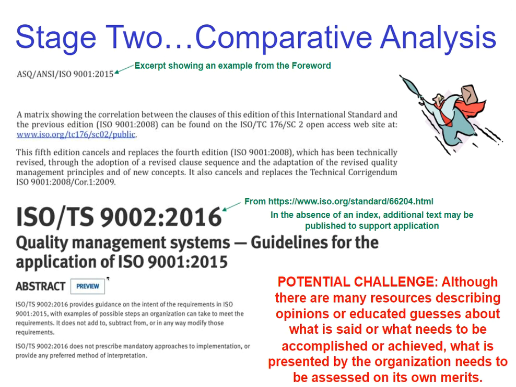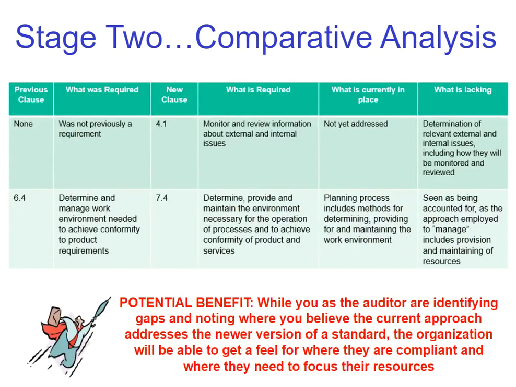Okay, so a way to evaluate this comparative analysis is a table similar to the one that I've given here on this page. So if you look, I have categories there for what the previous standard said. So it's got previous clause, what was required, the new clause, because it may not be the same numbering sequence between standards, what is required, what is currently in place, and then what is lacking. So if you were doing a comparative or a transitional analysis, this is really what you would be looking for or looking to understand in an organization.